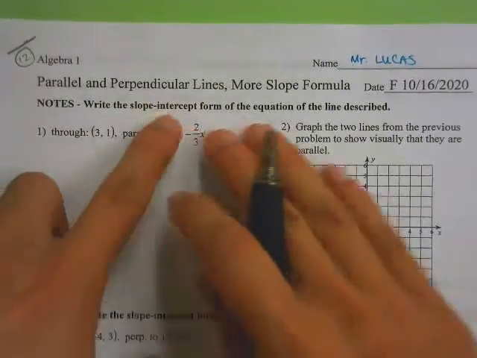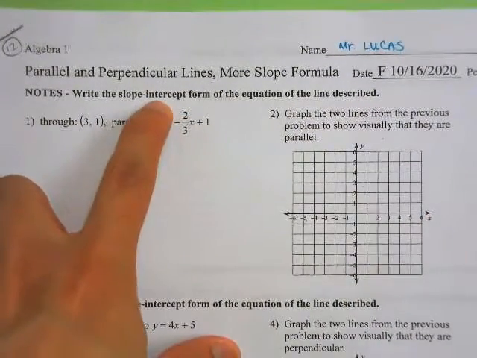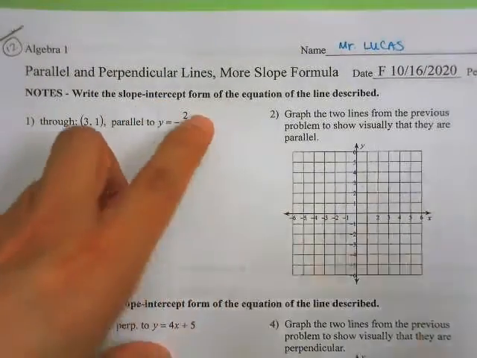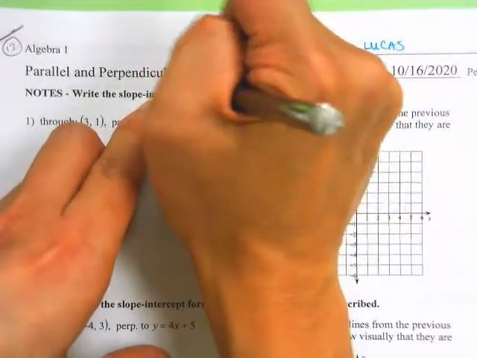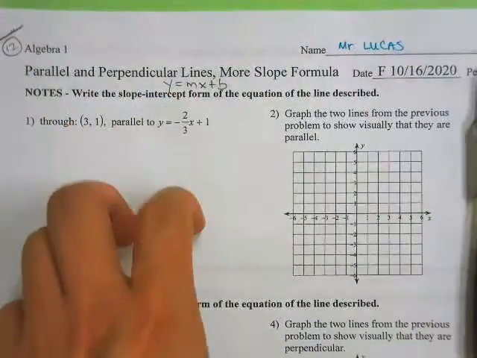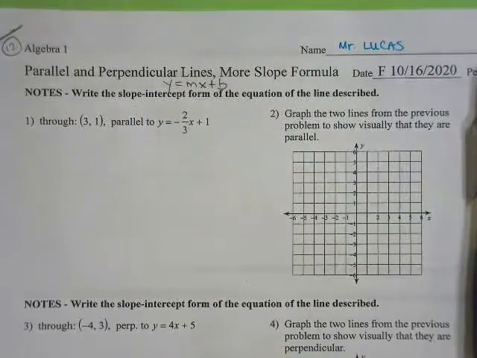Let's take a look at the instructions, because the instructions are going to be the same throughout this whole packet. Write the slope-intercept form of the equation of the line described. So at the end of all the calculations that we're going to do, we need to come up with this type of answer, y equals mx plus b, which we have been doing the past two classes.